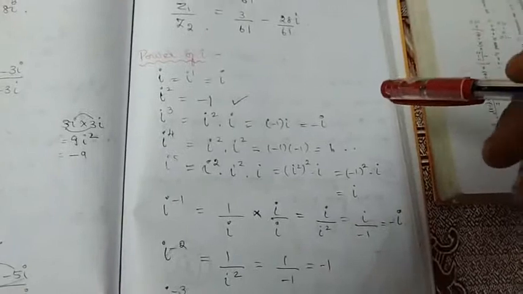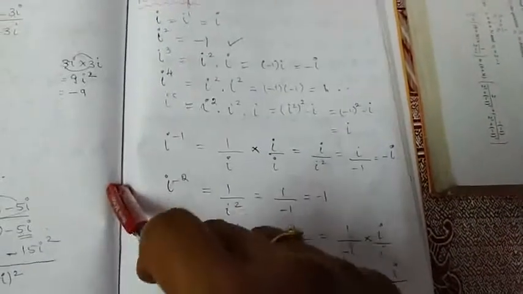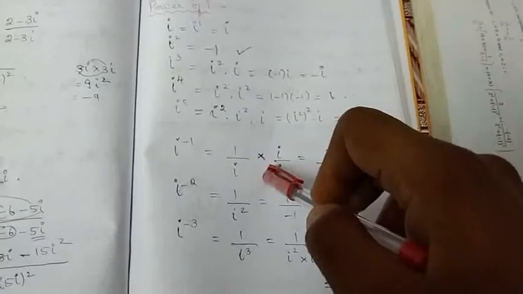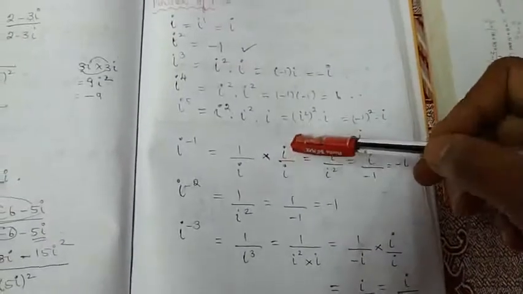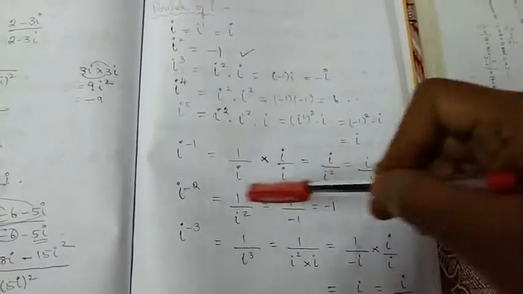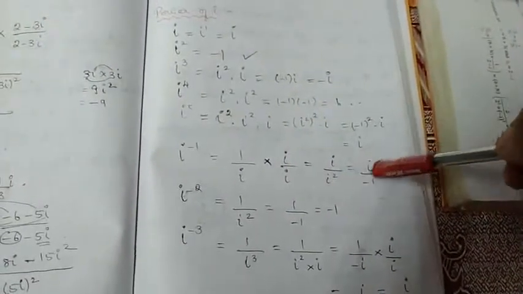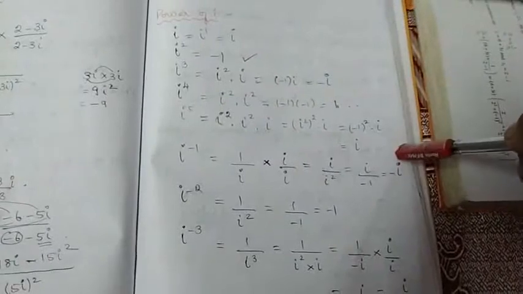Got it? Next is what will happen to the negative powers of i. i power minus 1 is nothing but 1 by i. So again, as we have done for a complex number, we have to multiply and divide it by i. Then only the denominator will become i square. So i by i square, which is nothing but i by minus 1, which is nothing but minus i.